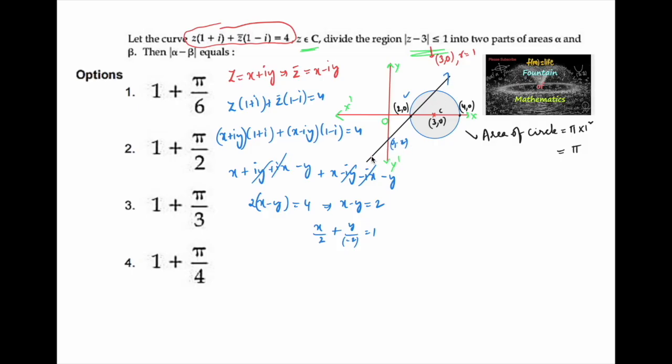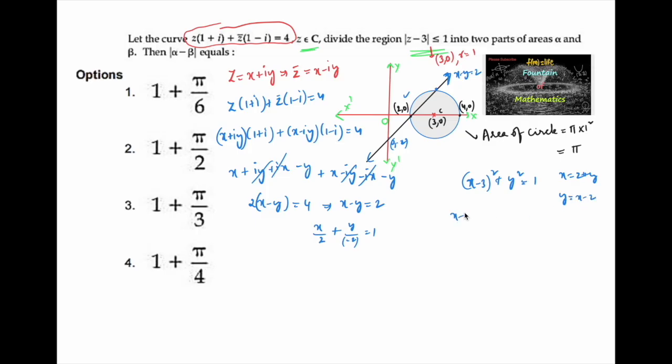So here is a line equation. So the locus of this curve is the line x minus y is equal to 2, and substituting here the circle equation, we have x minus 3 whole square plus y square is equal to 1. So substituting, x is equal to 2 plus y, or y is equal to x minus 2.